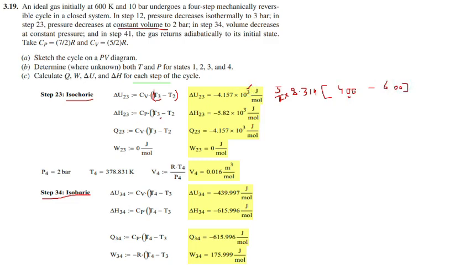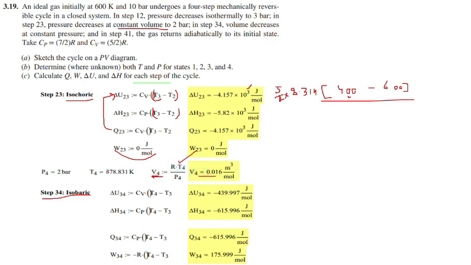So for delta H it is Cp delta T, just 7 by 2 times 8.314, and the rest is same. For Q, it is equal to Cv delta T. It is similar to this one, delta U. And for isochoric process, W is always 0. In order to find V4, you will use the ideal gas law. So V4 is equal to RT4 over P4. Put the values, you will get your answer.